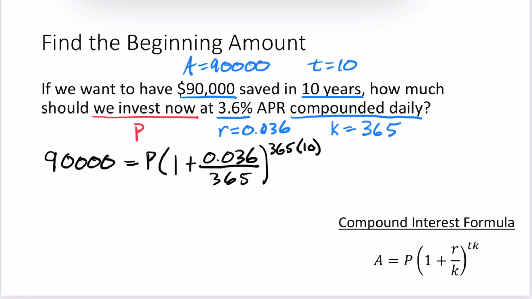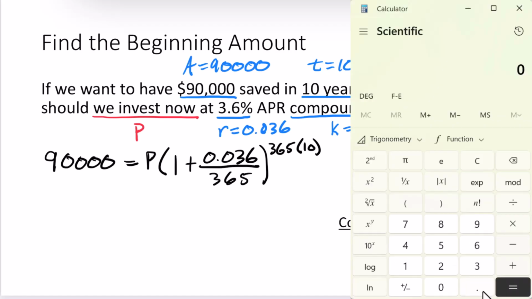So to simplify this, I need to simplify inside of the parentheses first. So I'm going to simplify the division and then the addition because, again, order of operations. So I'm going to do 0.036 and divide that by 365. That gives me this decimal, and when it says e to the negative 5, that basically means that the decimal needs to be moved over to the left 5 decimal places. So this decimal is actually 0.0000986.3, etc. But your calculator will often display it like this.